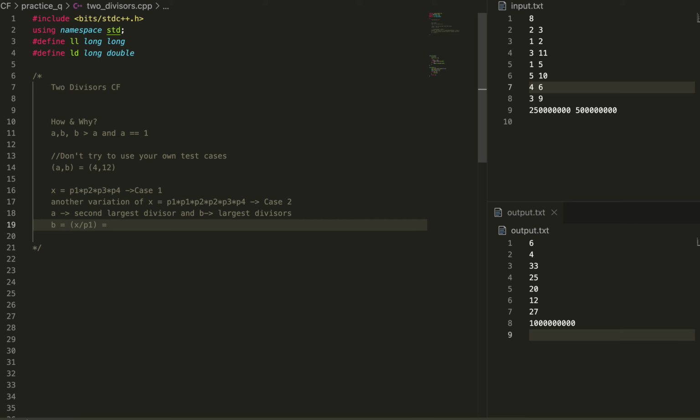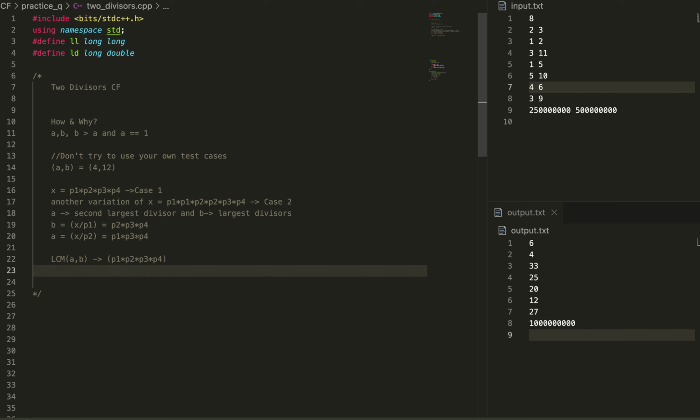And if we know that this is b, that means b is going to be, in terms of prime numbers, p2 times p3 times p4, right? Similarly, we can find out what a is going to be. We can divide x by the second prime number, and now we're going to have p1 times p3 times p4, right? How about we take the LCM of both a and b? If we take the LCM of both a and b, what we are actually going to get is the highest power of every prime, right? So p1 times p2 times p3 times p4.